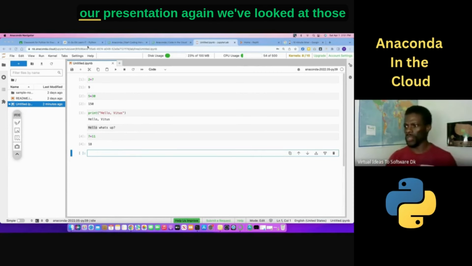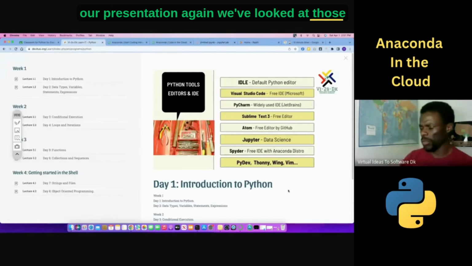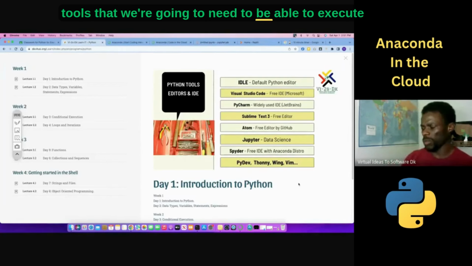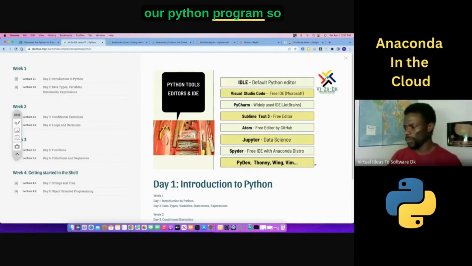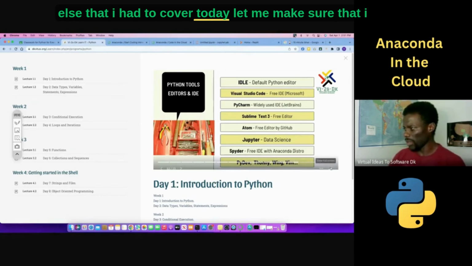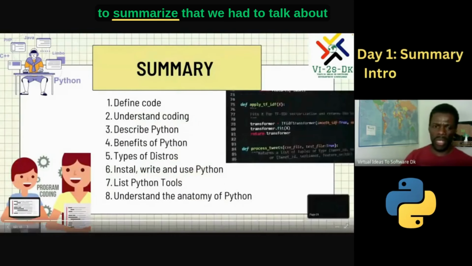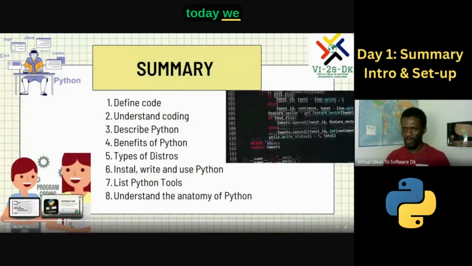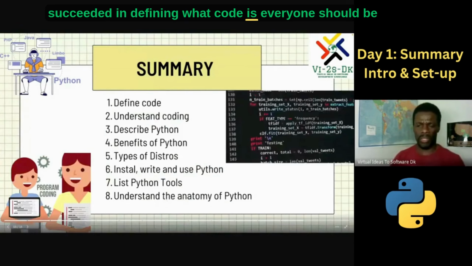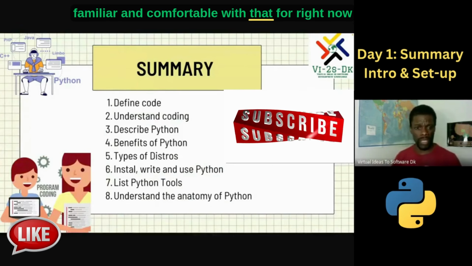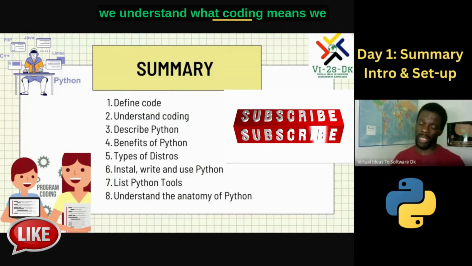So let's go back to our presentation again. We've looked at those tools that we're going to need to be able to execute our Python program. So that said, I think there isn't much else that I had to cover today. Let me make sure that I get to the end before I let you guys go. A few things to summarize that we talked about today. We succeeded in defining what code is. Everyone should be familiar and comfortable with that for right now.